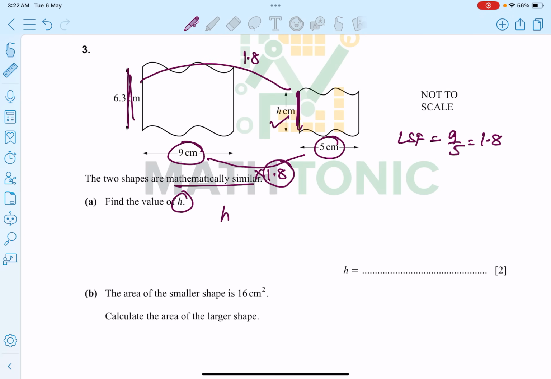So that means it will be 1.8 times smaller. We need to find the value of h. So we can simply do 6.3 over 1.8, which equals, when you put the value in the calculator, you can check that it should be 3.5 centimeters. Did you get it everyone clearly?